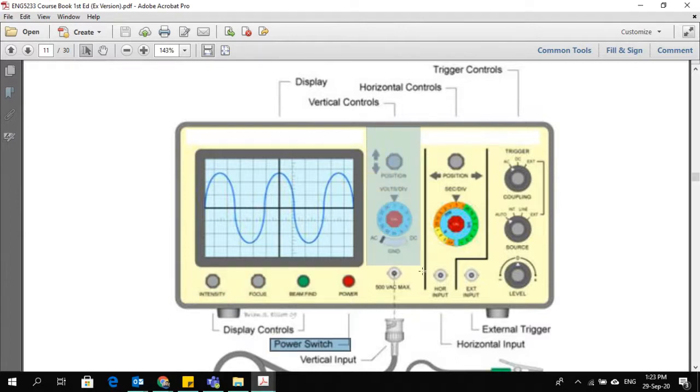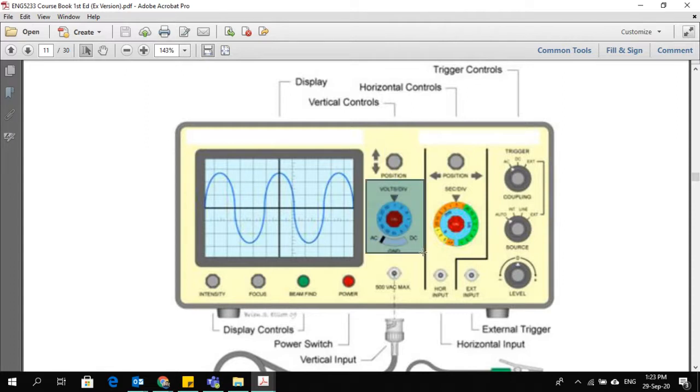Then there are some controls in this vertical slot. They are called vertical controls. What is the meaning of vertical controls? Vertical means the vertical axis here; the vertical axis of the oscilloscope is the voltage axis. So these controls are for adjusting the voltage settings on this display. The first one is the position. Position means you can move the wave up and down because it is a vertical control. You can see the arrows up and down.